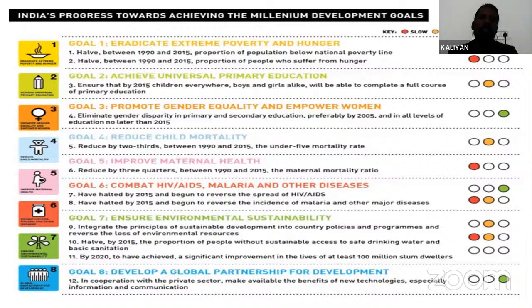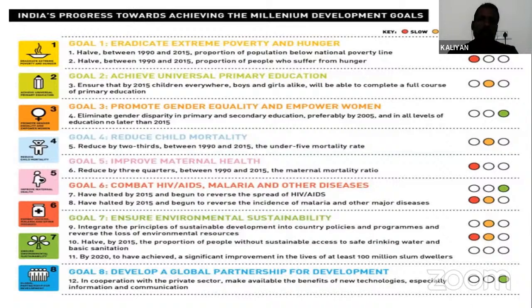Ensure that by 2015 every child everywhere completes the full course of primary education. So their main agenda is that every child, before 2015, completes the full course of primary education, grades 1 to 5.